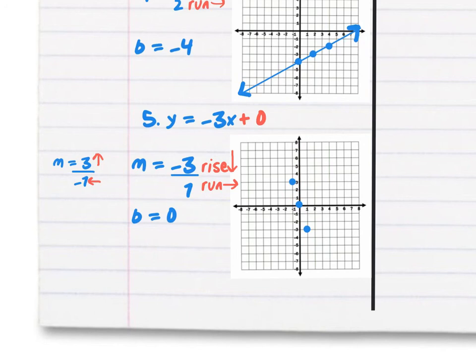Sometimes when we run out of space, if our coordinate plane isn't big enough, we want to go in the other direction. And now we draw our line.